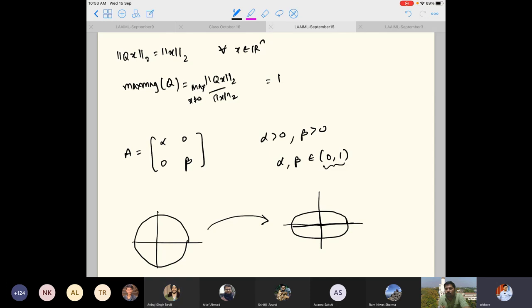Yeah, got it. So the maximum magnification can be less than 1. You are basically having total shrinkage, but still the maximum magnification will always be greater than or equal to the minimum magnification, no? So the condition number will always be greater than or equal to 1.